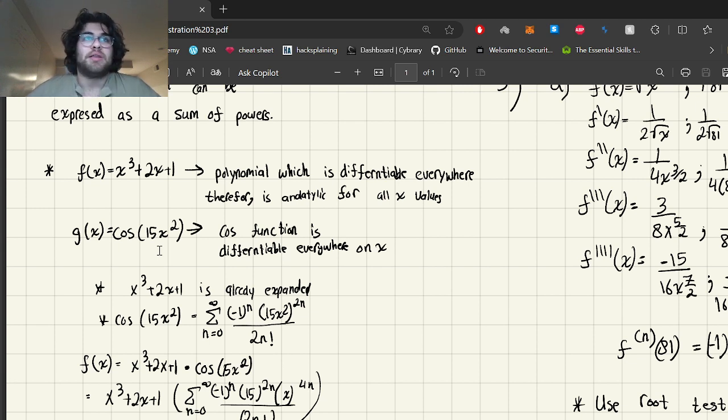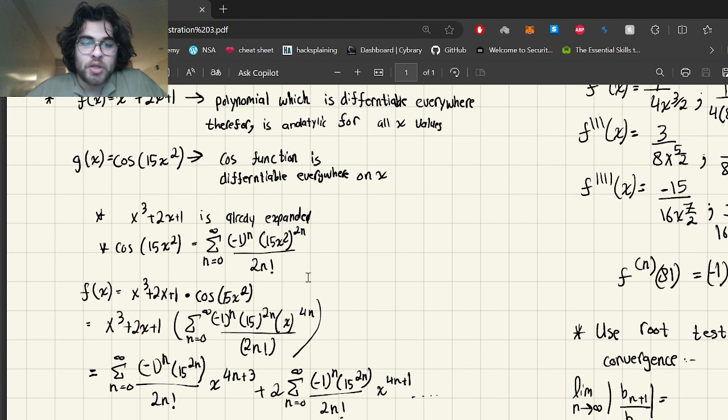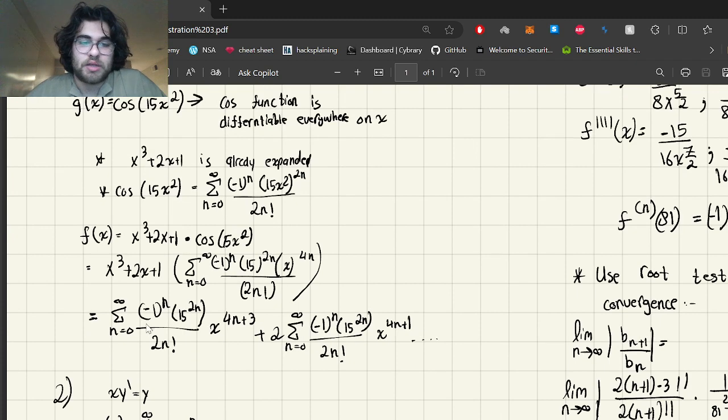Now we need to write the Maclaurin series for this function. So x cubed plus 2x plus 1 is already expanded. However, the cosine of 15x squared, we need to expand it into this form. So after we expand the cosine of 15x squared to this form, we need to multiply it by x cubed plus 2x plus 1, which at the end gives us this Maclaurin series right here.